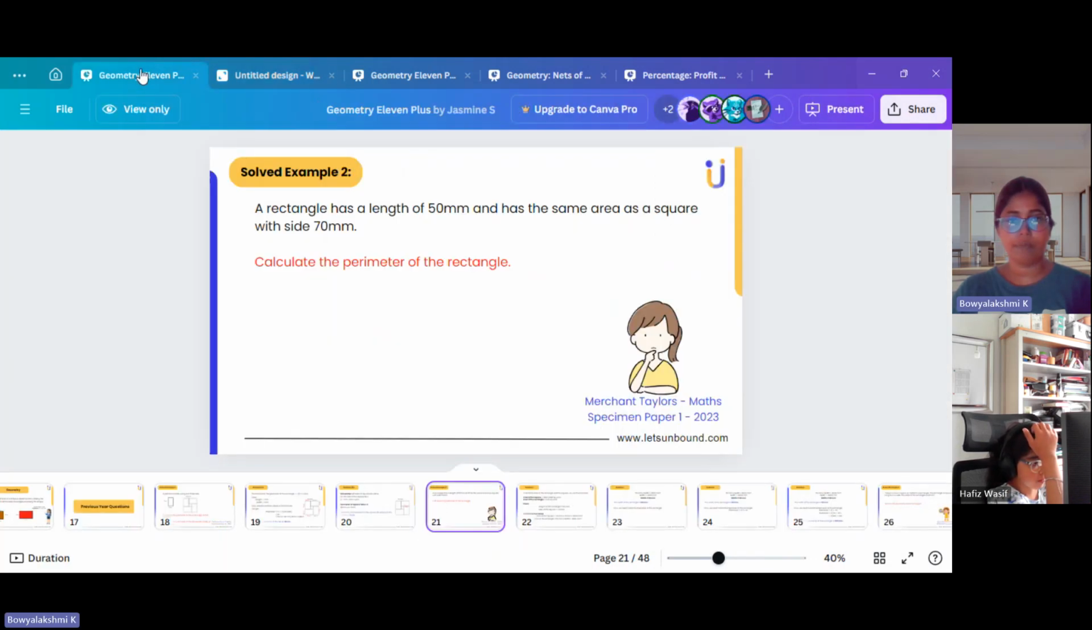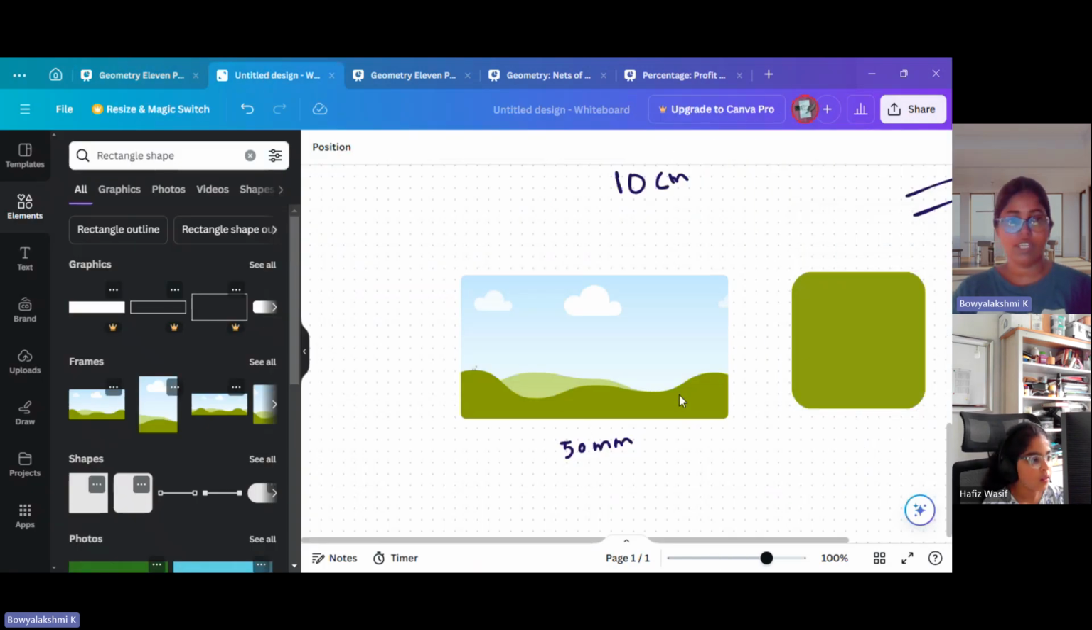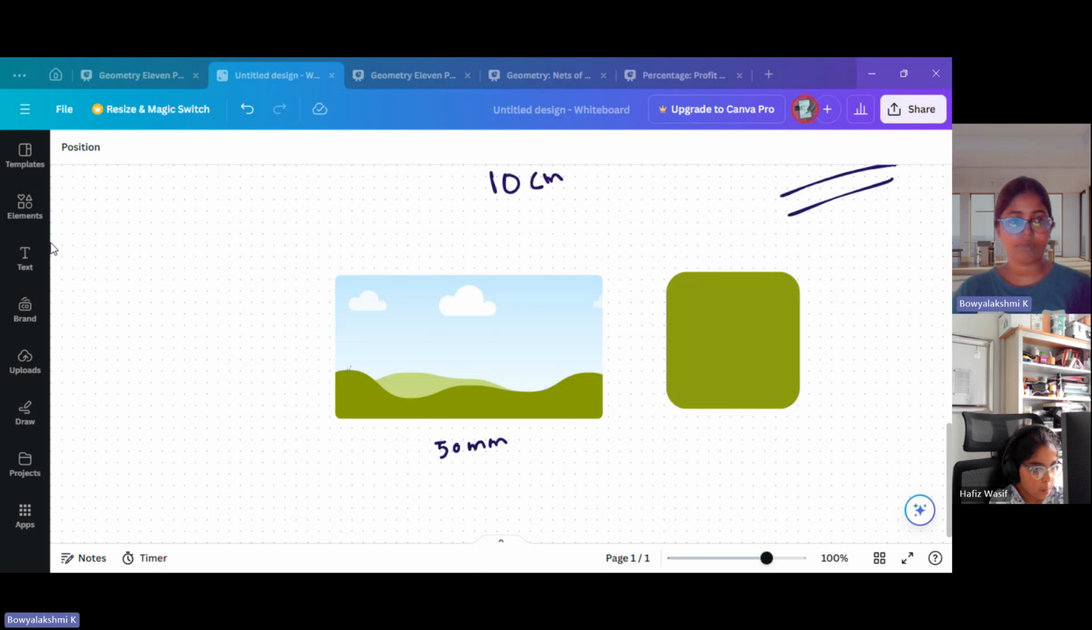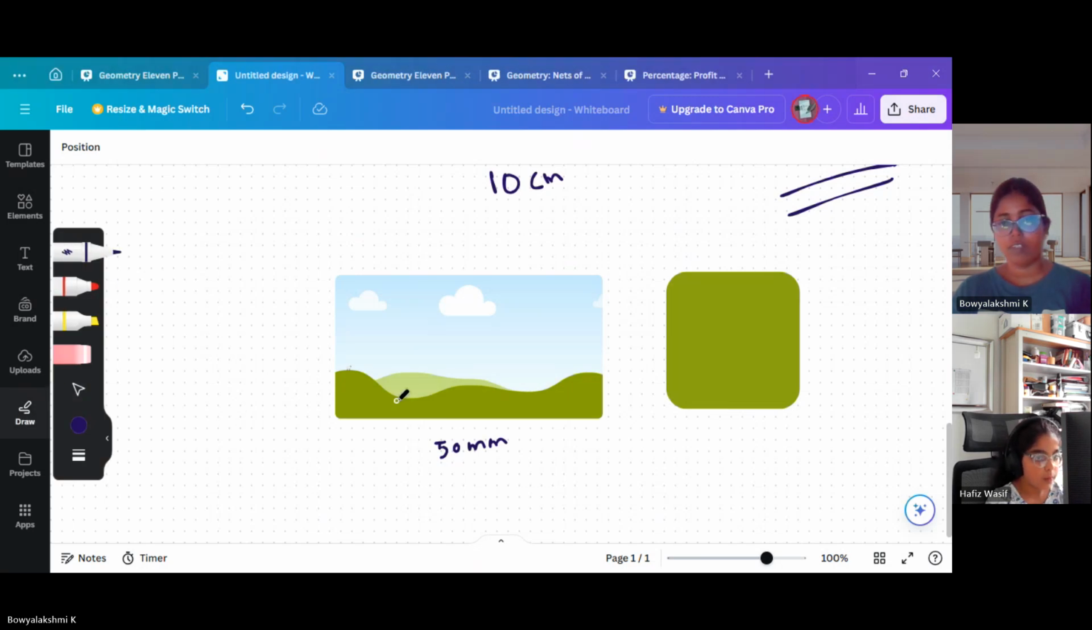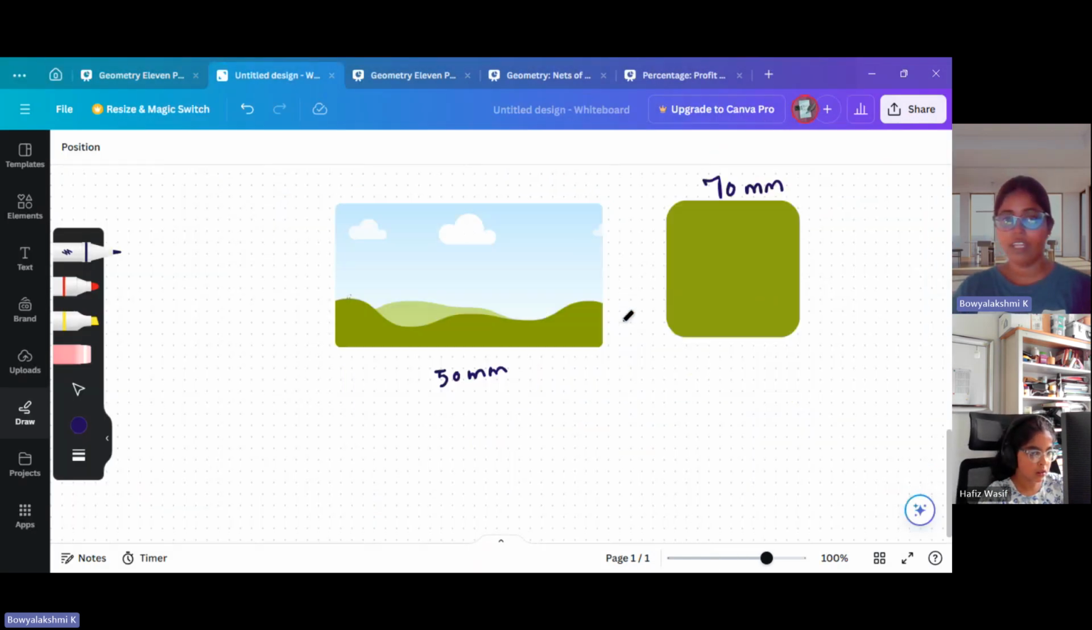Let me get back to the question. The square has side 70 millimeter. Wherever you see the side, you can just put it. 70 millimeter, and 50 for the rectangle. Then what is the question? These are the things given. The rectangle and the square have the same area. So we know how to find it. Here the width is missing. Let me name it as W itself.